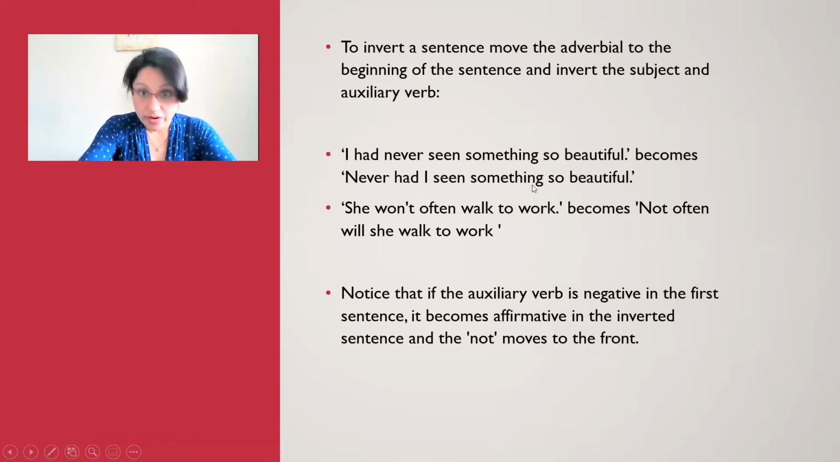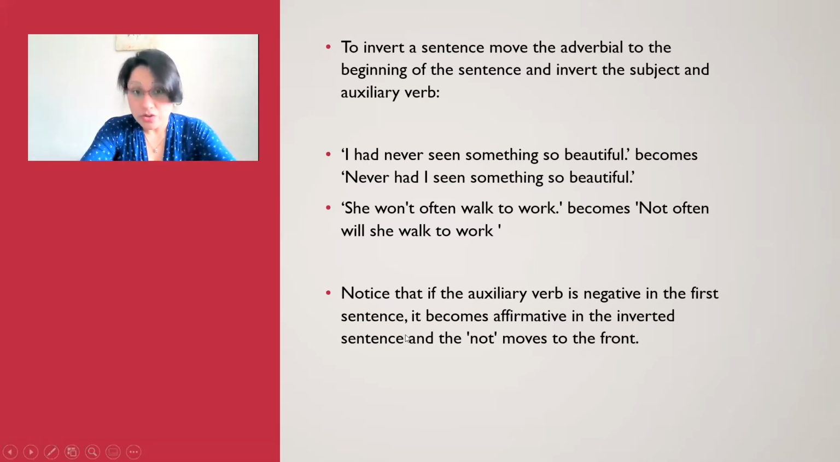Never had I seen something so beautiful. When you want to stress the fact that you've never seen something so beautiful, that is what you emphasize. Another example: She won't often walk to work. That becomes: not often will she walk to work. This is how you form your emphatic sentences when you're adding negative adverbial phrases.